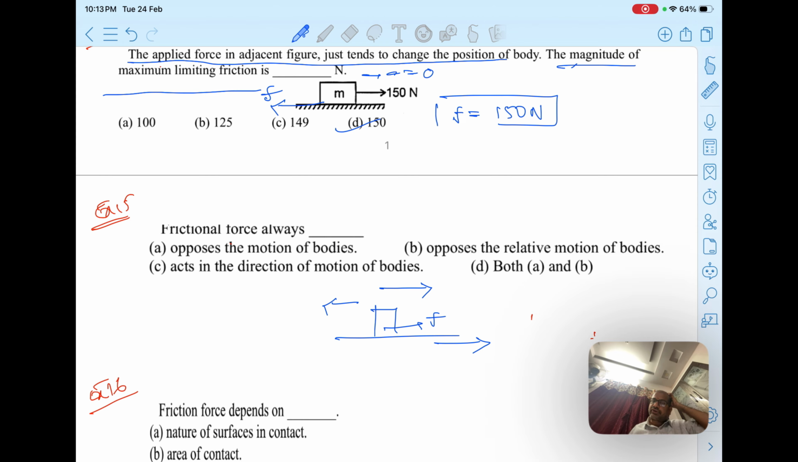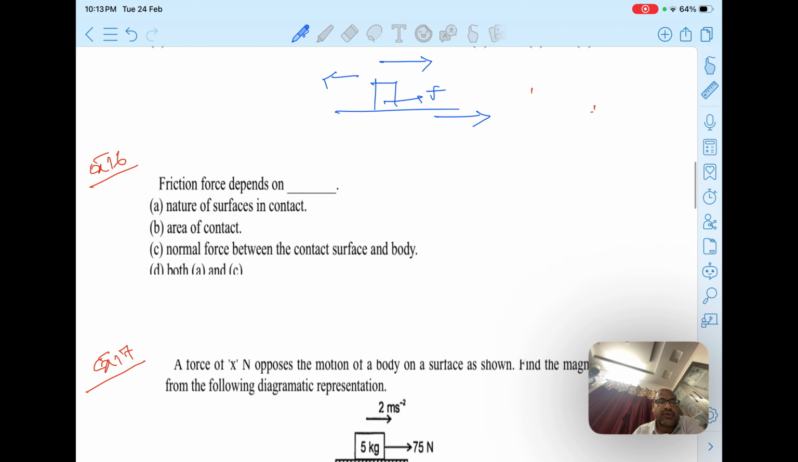So what is most relevant? Frictional force always opposes the motion of bodies; you can say it opposes the relative motion, obviously. What happened? The tendency of skidding is backward, so friction is acting forward. But it is helpful for motion. So opposes relative motion is correct, and opposes the motion of bodies may not always be true. It may also support the motion. So in that sense, you can say both A and B. The more relevant answer is opposes relative motion of bodies. Fine. Now, frictional force depends on what parameter?